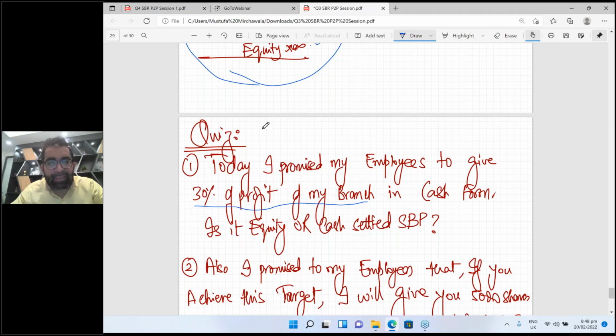Cash. Tell me, is it equity settled share based payment, or cash settled? Is it equity settled or cash settled?